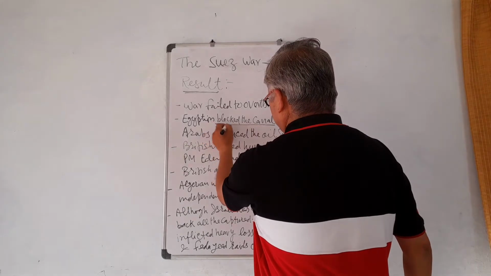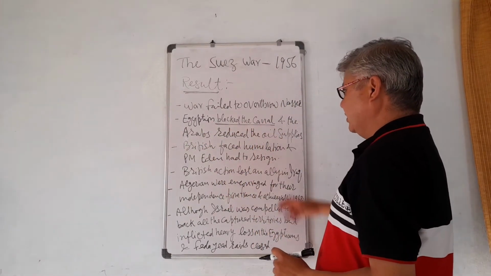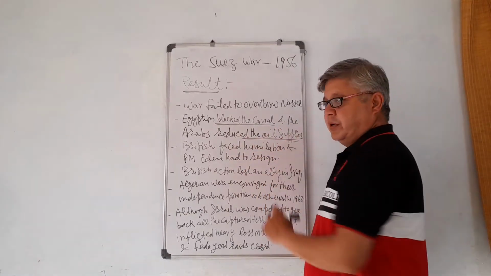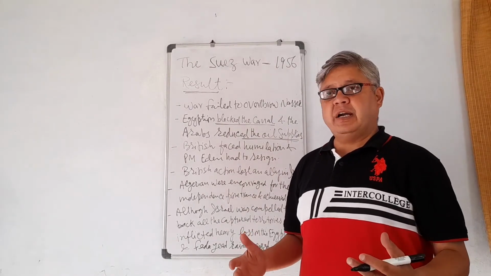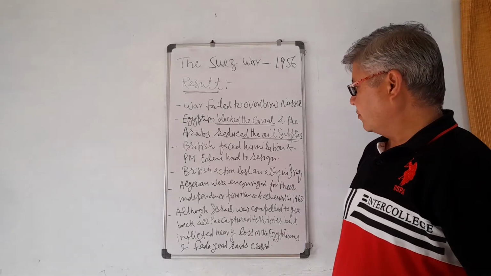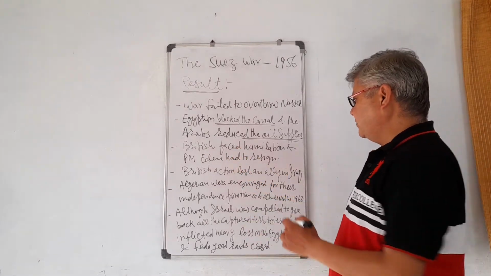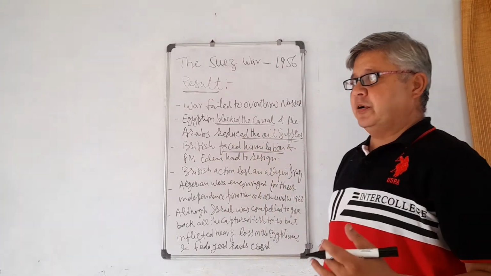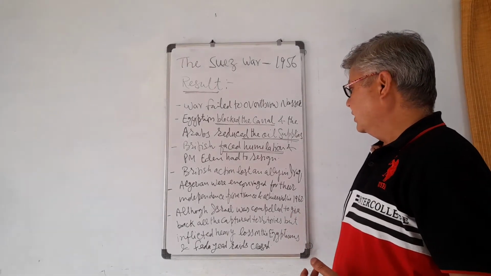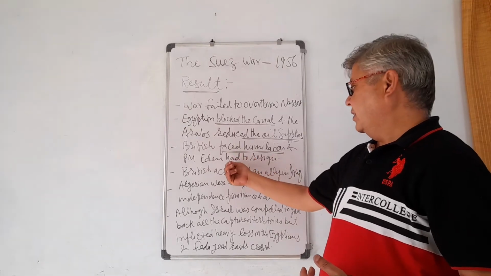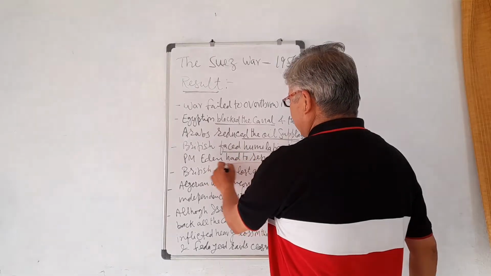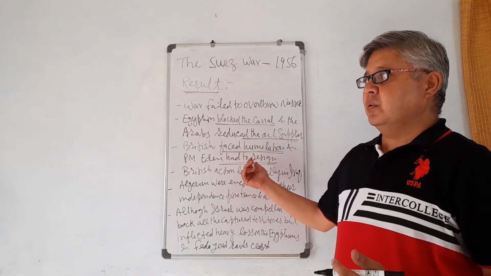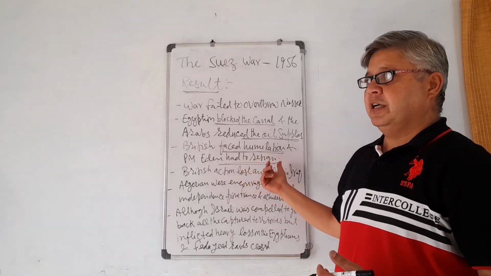Now after the war, the Egyptians blocked the canal, and the Arabs reduced the oil supplies to these European countries. That is why they were compelled to ration oil. After this war, Britain faced a lot of humiliation because they were condemned by all the important countries of the world, and PM Anthony Eden had to resign from his post. Britain became weak and was not in a position to follow its foreign policy in the world.